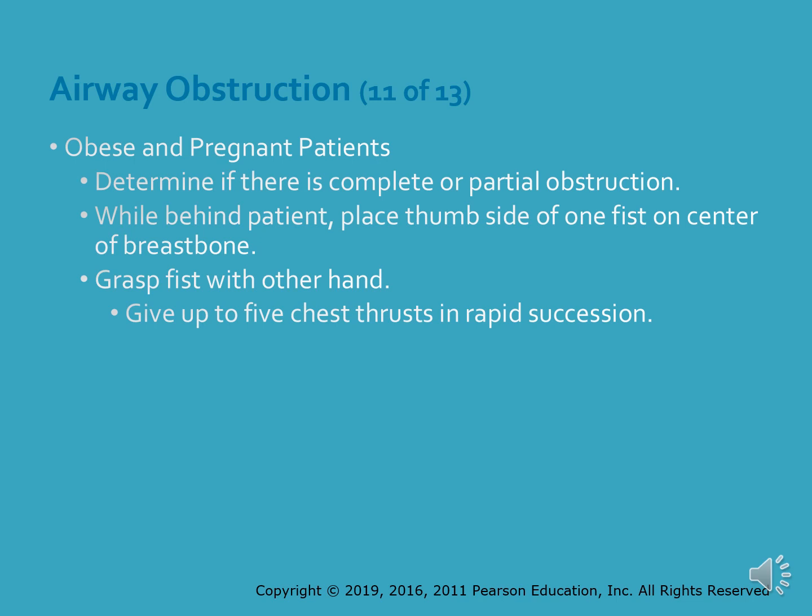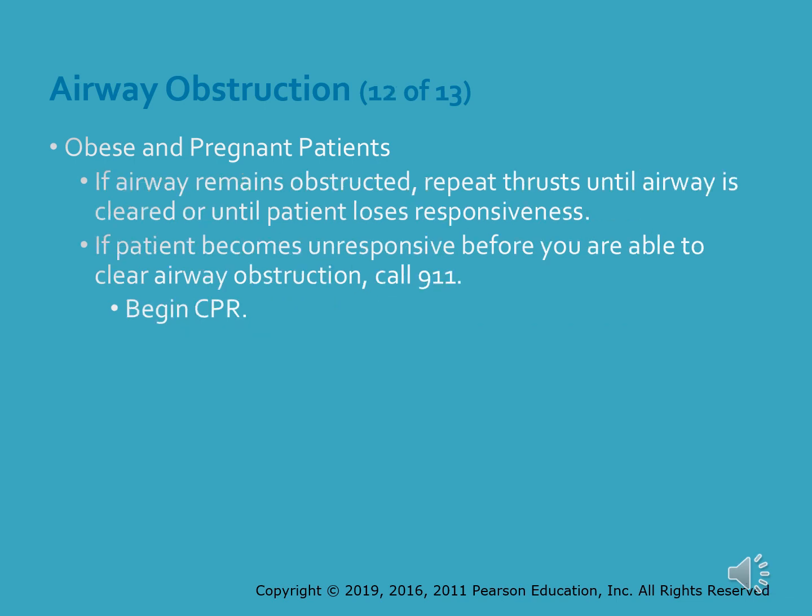So first you want to determine if there is a complete or partial obstruction. While behind the patient, place one thumb side of the fist on the center of the breastbone. Grasp the fist with the other hand and give up to 5 chest thrusts in rapid succession. If the airway remains obstructed, repeat the thrusts until the airway is cleared or until the patient loses responsiveness. If the patient becomes unresponsive before you are able to clear the airway obstruction, call 911 and begin CPR.